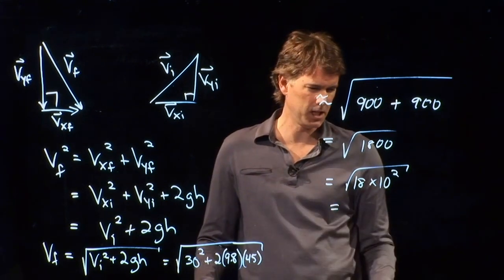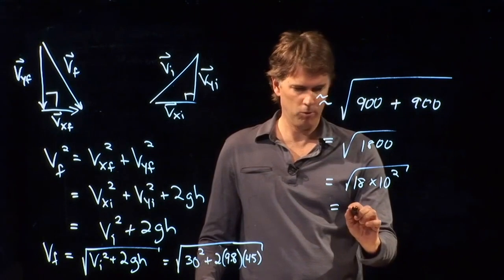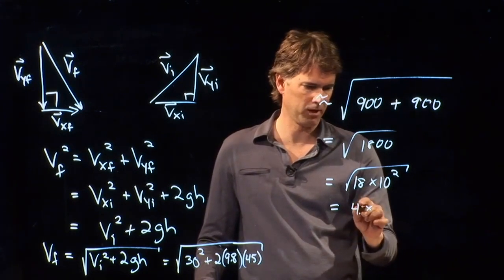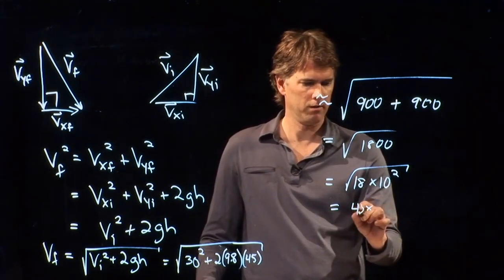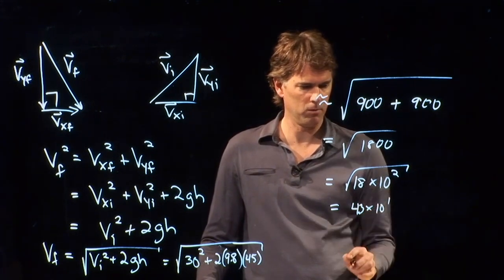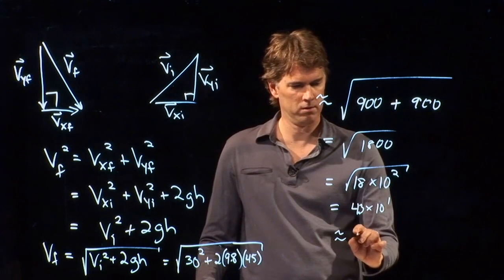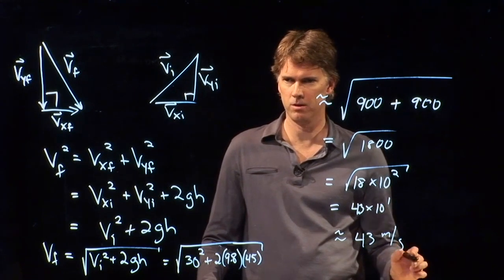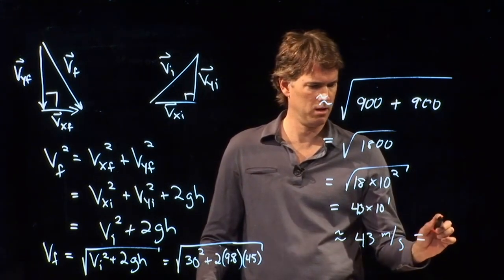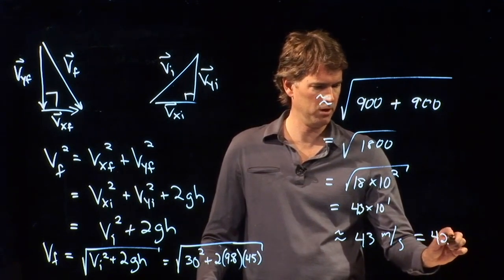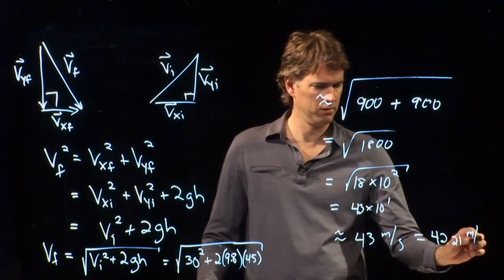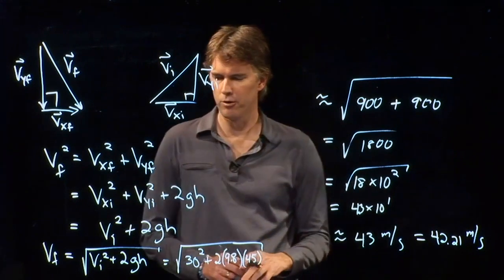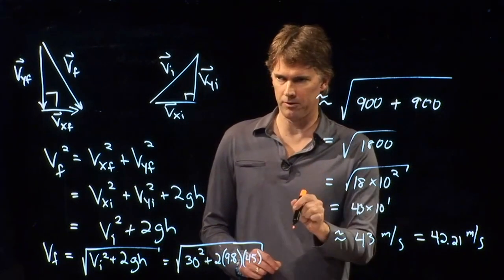And the square root of 18 is a little bit more than 4. 4 point something, I don't know, 4.3. Let's say 4.3, and that becomes 10 to the 1. So I'm going to say this is 43 meters per second. Anybody have an exact number? Yeah, what'd you get? 42.21. 42 point what? 21. Okay. So we were pretty good in our guess there. 42.21 meters per second for the final speed of this thing right before it hits the ground.